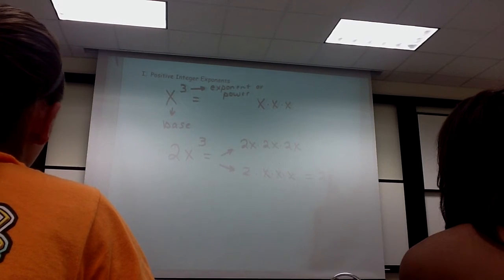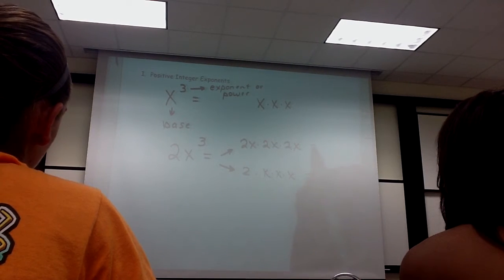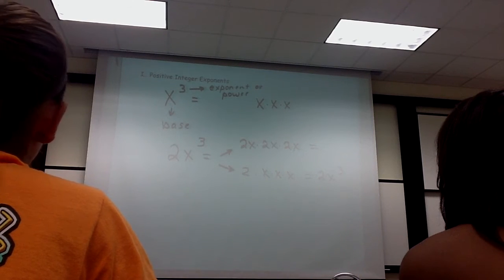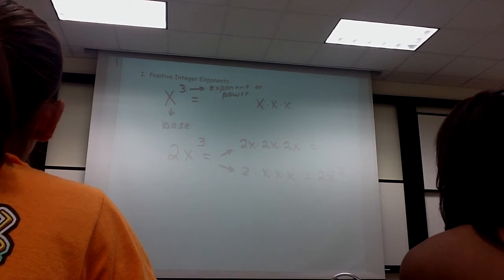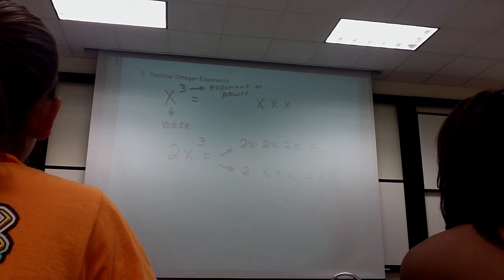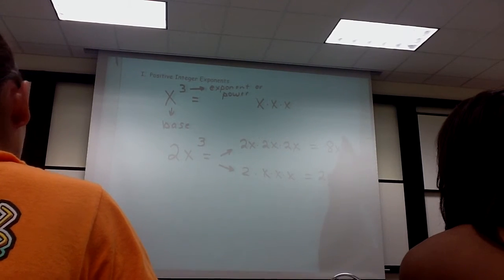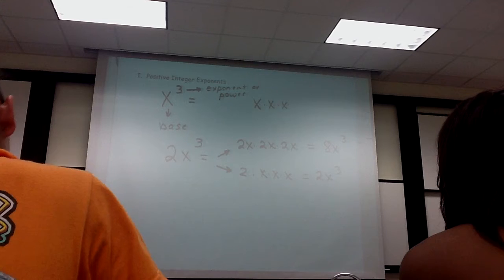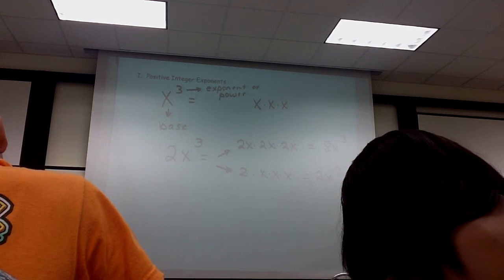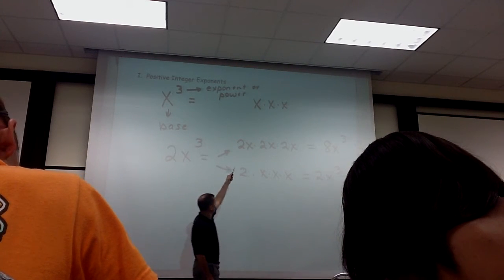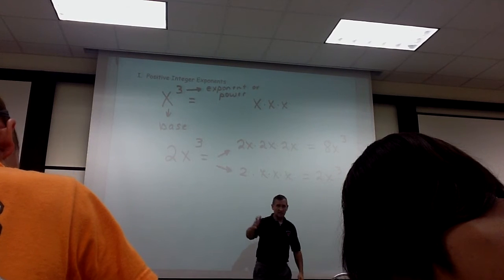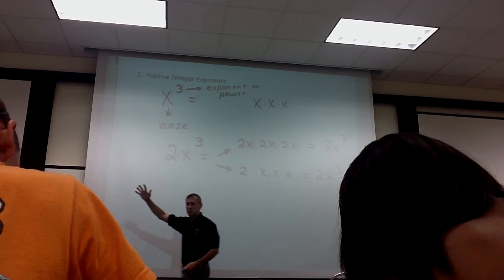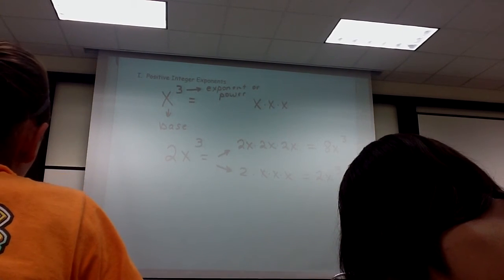This gives me 2x^3 when I simplify it. This gives me, be careful, 8x^3. By the way, somebody multiplied 2x times 2x times 2x. Somebody? How did you get 8? Can you explain to me?